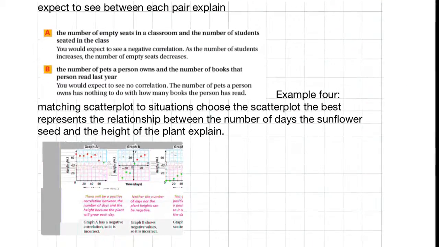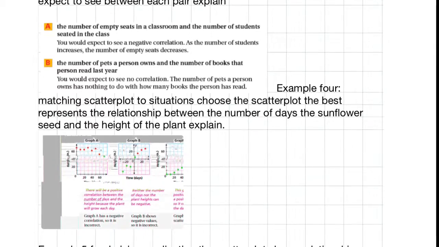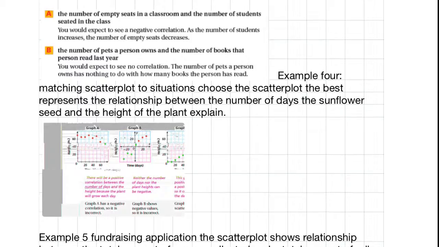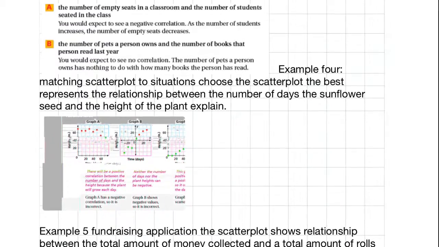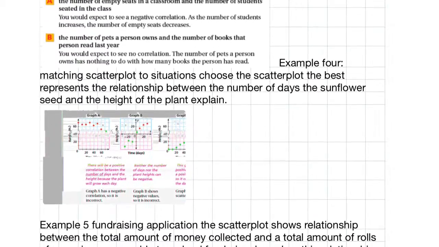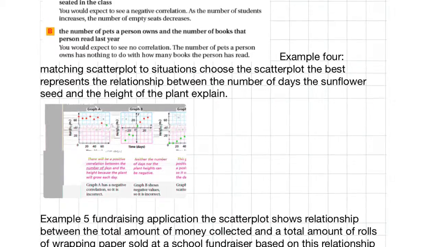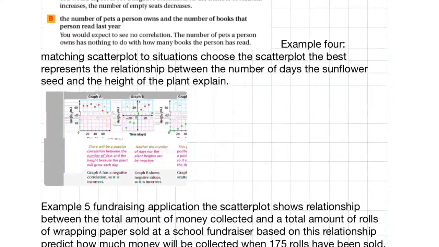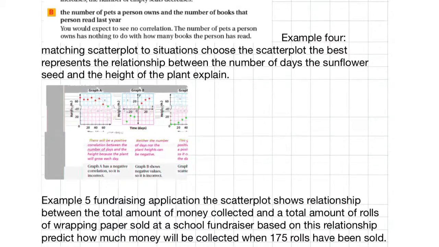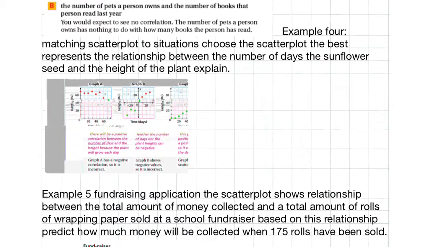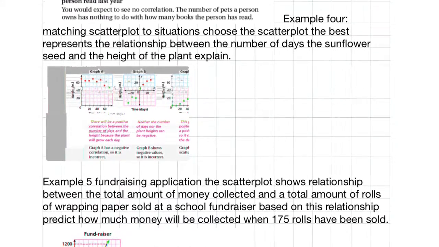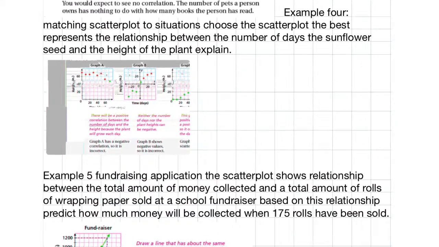Expect to see a relationship between each ordered pair. For the number of seats in a classroom and the number of students seated in the classroom, you would expect to see a negative correlation: as the number of students increases, the number of seats available decreases. For the number of pets a person owns and the number of books a person reads a year, you would expect to see no correlation. The number of pets a person owns has nothing to do with how many books they read per year.